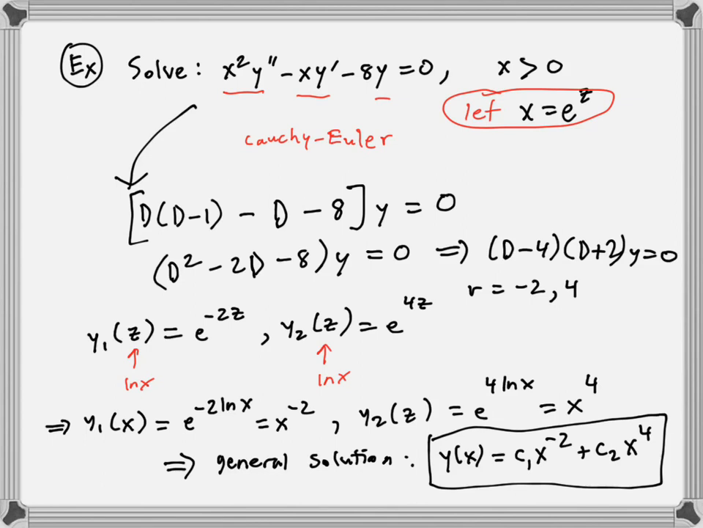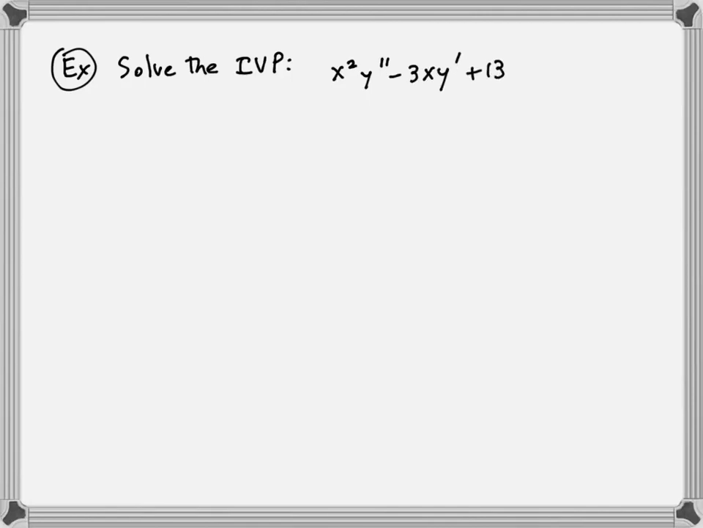Okay, hopefully that wasn't too difficult, right? We're just using one new trick with previous methods. So let's look at another example. We're going to solve the initial value problem. It's going to be x squared y double prime minus 3xy prime plus 13y is equal to 0. And I need some initial conditions. y of 1 is equal to 2. y prime of 1 is equal to negative 5.